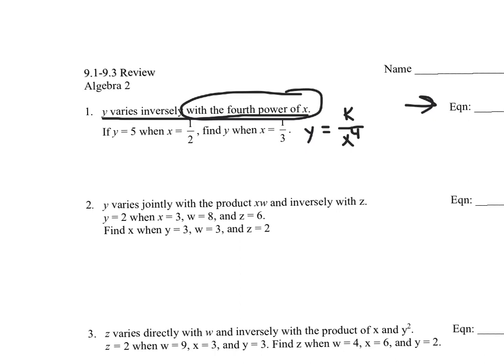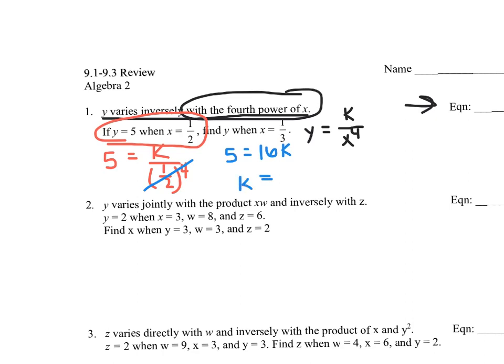Then I use the second part of this information to solve for k. So I'm going to plug in 5 equals k over 1/2 to the fourth. 1/2 to the fourth is 1/16, and since I'm dividing by 1/16, I'm actually multiplying by 16. So this is actually 16k. So to divide by 1/16 is to multiply by 16. So k is going to be 5/16.